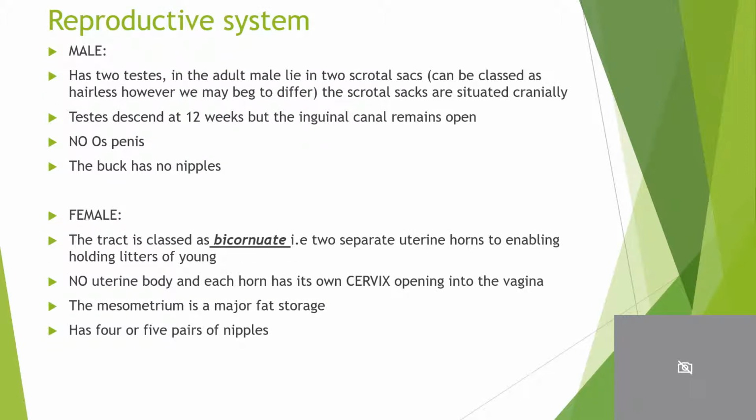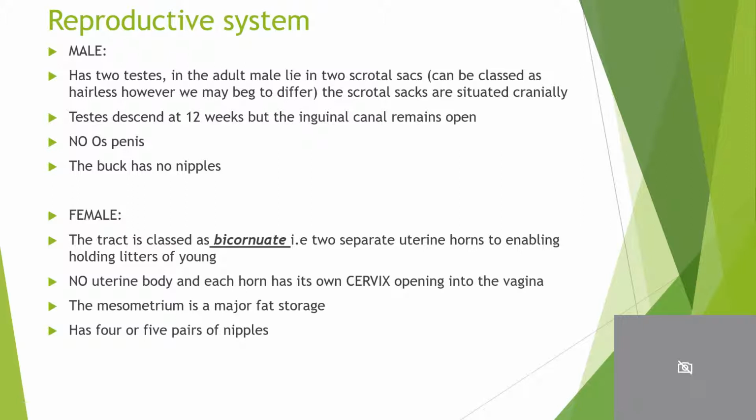The reproductive system. The male has 2 testes. In the adult male, these lie in 2 scrotal sacs, so they can be classed as hairless. However, we may beg to differ if you've actually helped to prepare or watched a rabbit castrate being prepared for surgery. And the scrotal sacs are situated quite cranially. The testes descend at 12 weeks, but the inguinal canal remains open. They do not have an os penis, and the buck has no nipples.